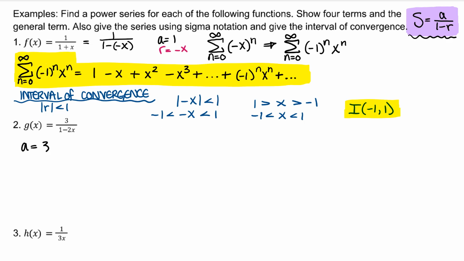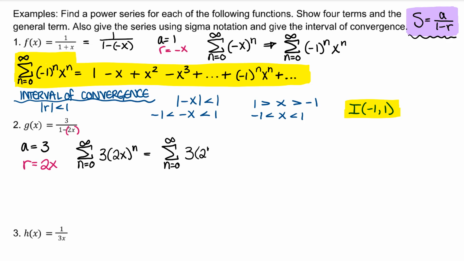Let's try number 2. My first term would be 3, and it looks like that common ratio, since you already have a subtraction, would be 2x. That would make our summation notation 3 times (2x) to the n. It could also be written with the 2 to the n separate. Plug in 0, 1, 2, 3 for your first 4 terms.